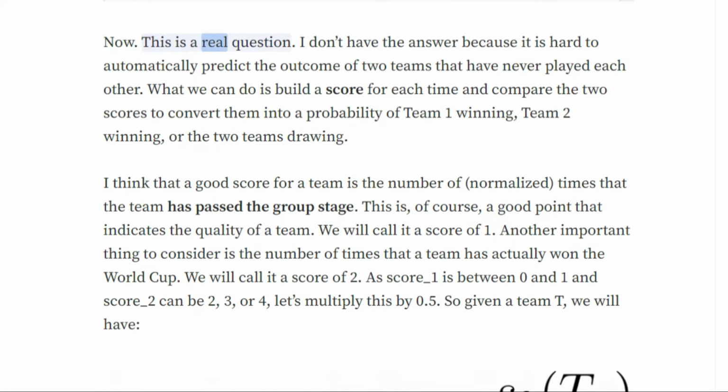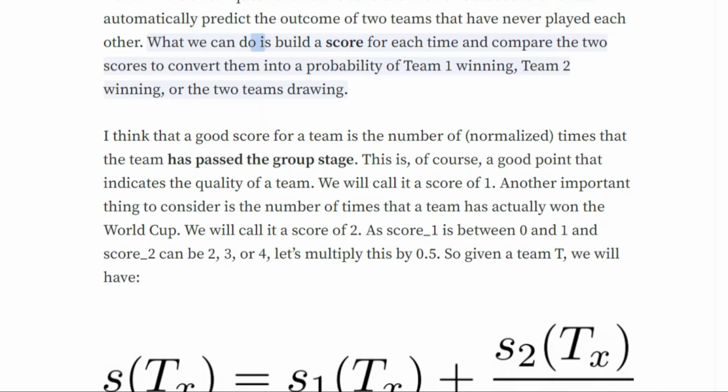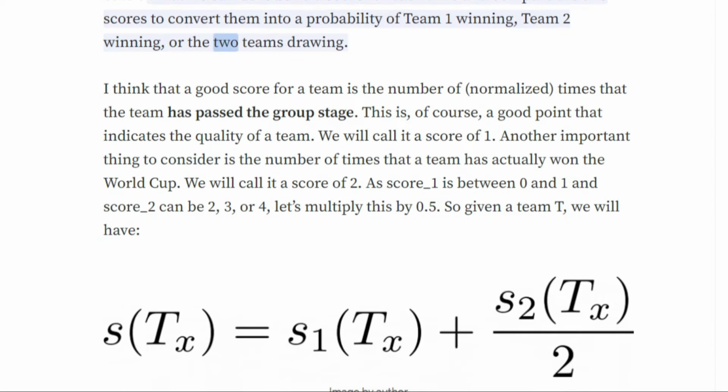Now, this is a real question. I don't have the answer because it is hard to automatically predict the outcome of two teams that have never played each other. What we can do is build a score for each team and compare the two scores to convert them into a probability of Team 1 winning, Team 2 winning, or the two teams drawing.